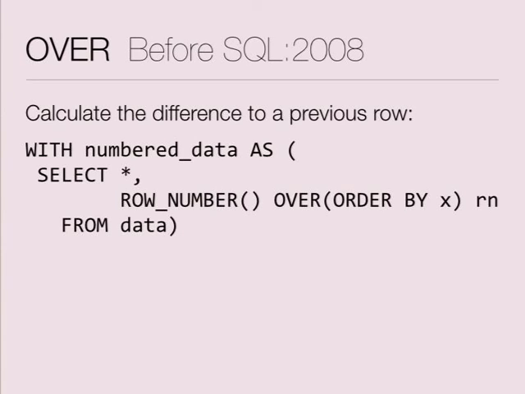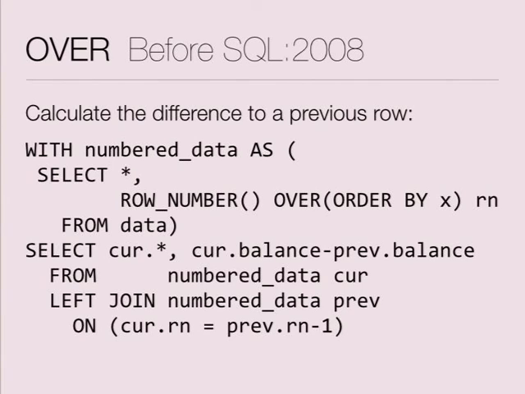One way to do it, and I'm again using all the features which were introduced with 2003 or earlier, is that you just number the rows. So I have a common table expression here, which basically selects all the data and puts another column in there, which is just numbering the rows using the window function row number. And then I'm self-joining that common table expression to itself, and I'm offsetting in the on clause the rows by one. Then I have the current and the previous next to each other, and I can build the difference. That's one way to do it before SQL 2008. There were many other ways. You can also solve it with SQL 92, but it's not fun.